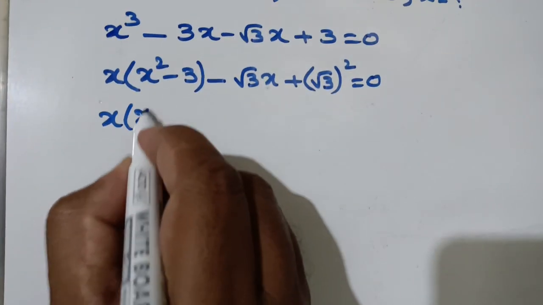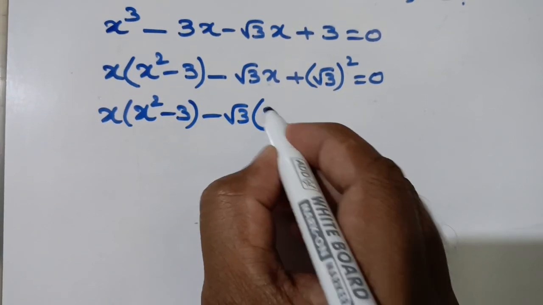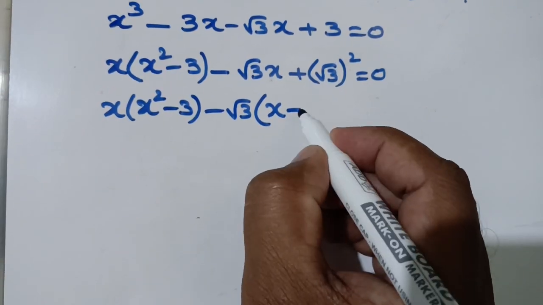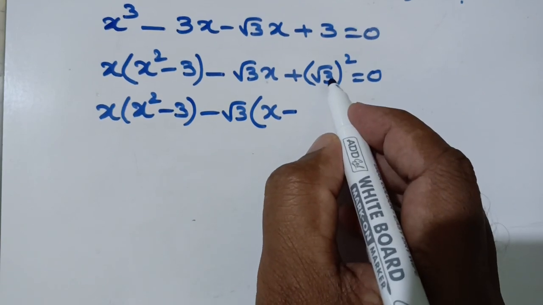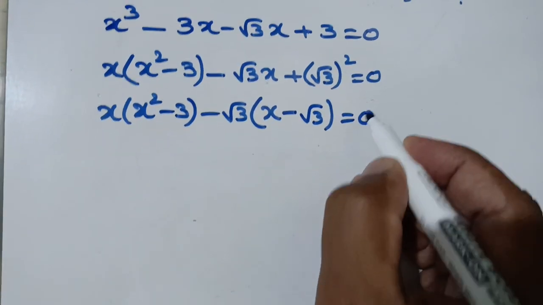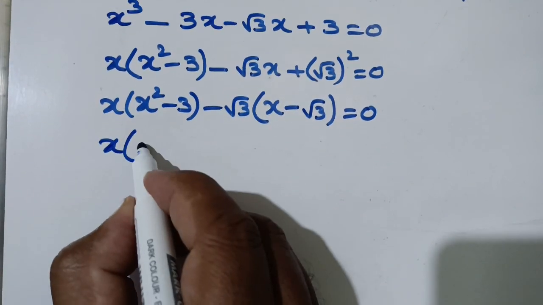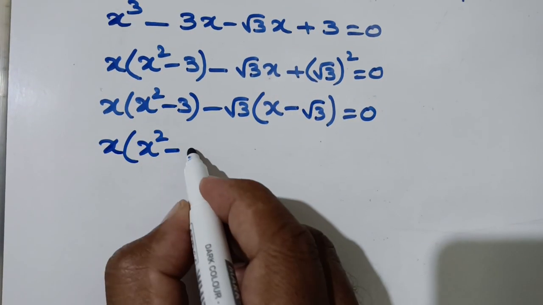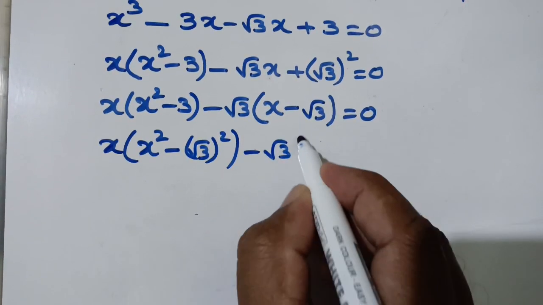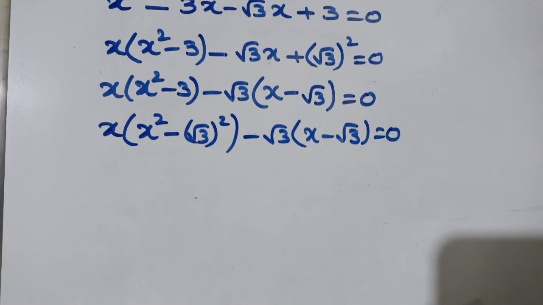So x times (x square minus 3) minus root 3 times (x, when this minus is taken outside as a common factor, this positive one becomes negative, and from this minus root 3 square, one root 3 is taken outside as a common factor. Here I have one root 3) is equal to 0. And in this one, x square minus 3 can be written as root 3 square, minus root 3 times (x minus root 3) is equal to 0.